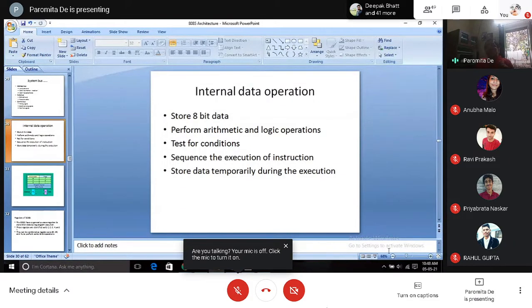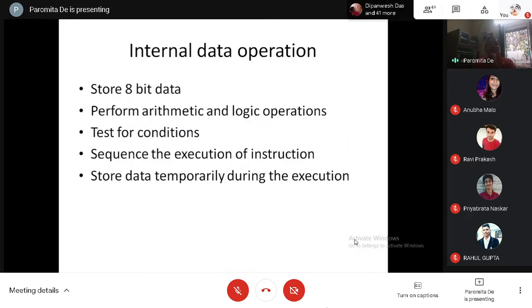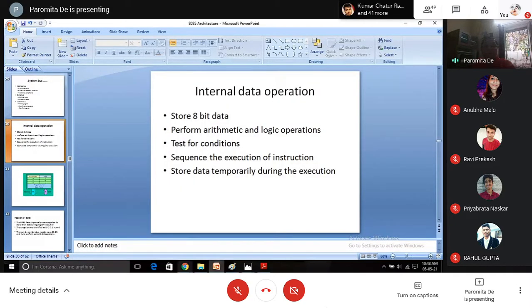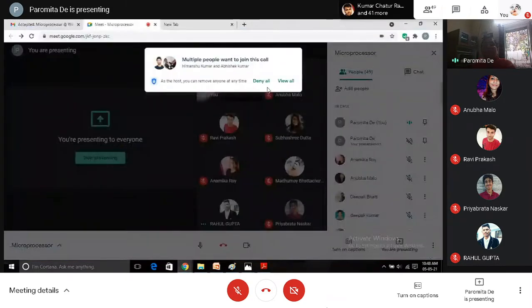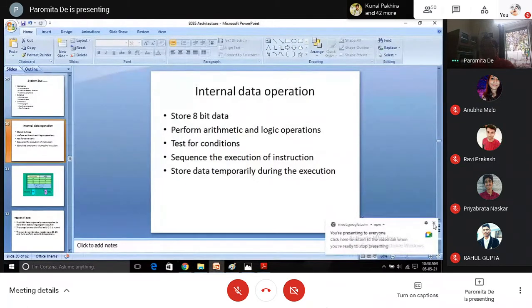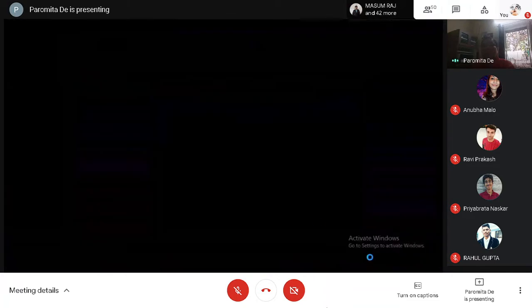So this microprocessor wants to store 8-bit data. It wants to perform all arithmetic and logic operations. And when it is performing the arithmetic and logic operation, the microprocessor will also want to test for conditions. As you all are CSE students, you know that for executing any program, we have a sequence and we execute the sequence.